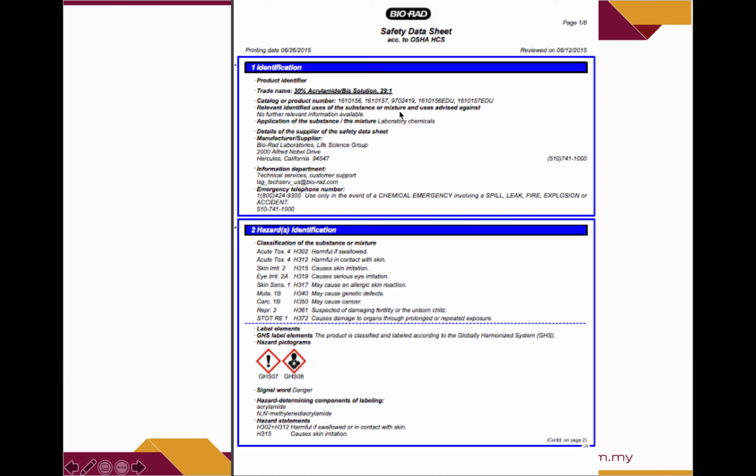Okay, so this is from my lab, from Bio-Rad, the brand. The identifier, the name of the product or chemical, is 30% acrylamide B solution at a ratio of 39:1. So it has the trade name of the chemical plus other information, especially the supplier information. This is by Bio-Rad from the US, and of course information of the department, and of course an emergency telephone number.